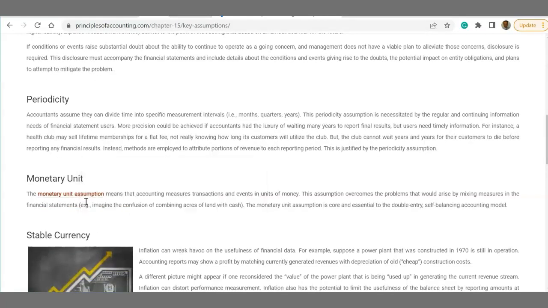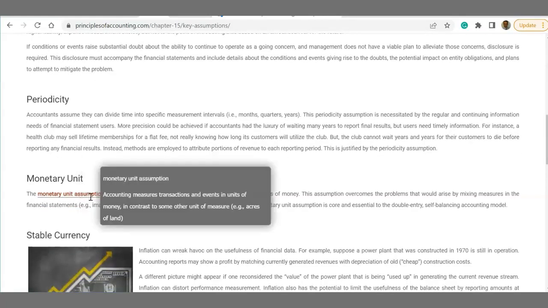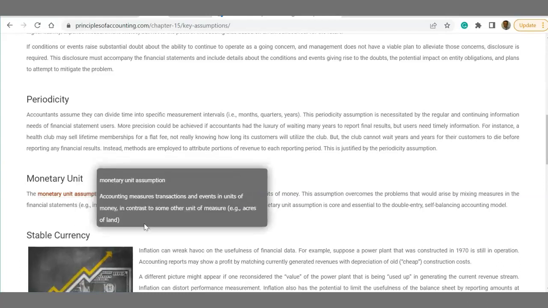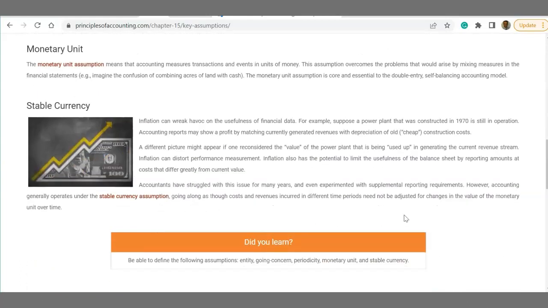Monetary unit means we always have an assumption. If you use dollars, that means you always talk about dollars. You cannot say, oh, over there was dollar, over here was euro. No, if you talk about dollars in your financial statements, you always stay with dollars. If you talk about euro, then you stay with euro. That's the assumption about monetary unit.